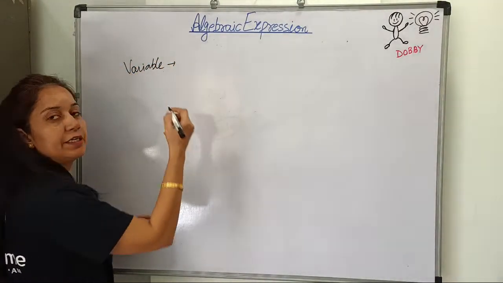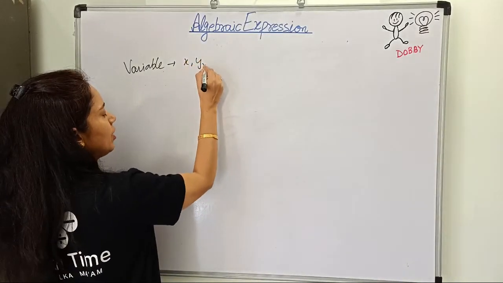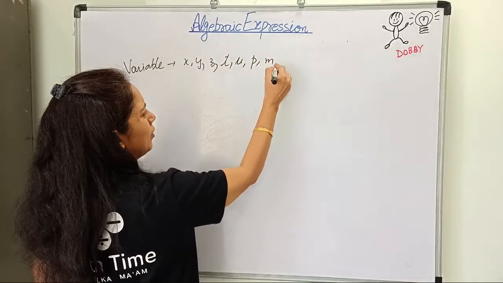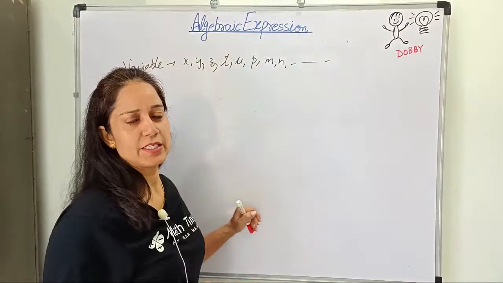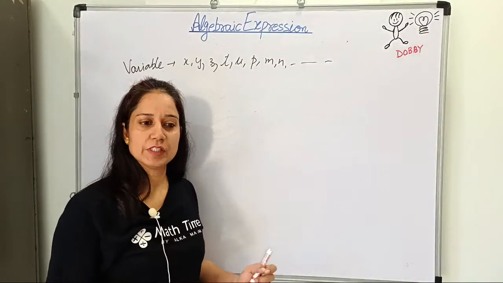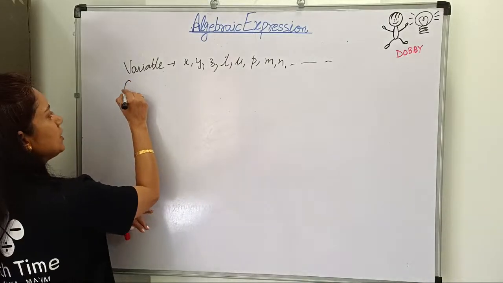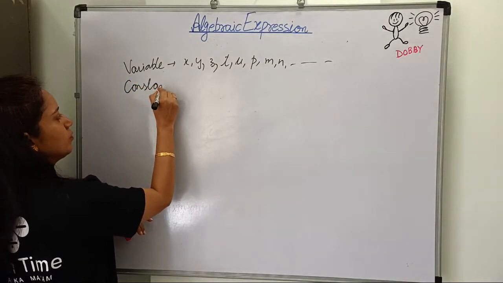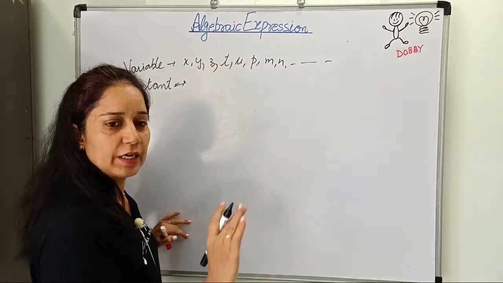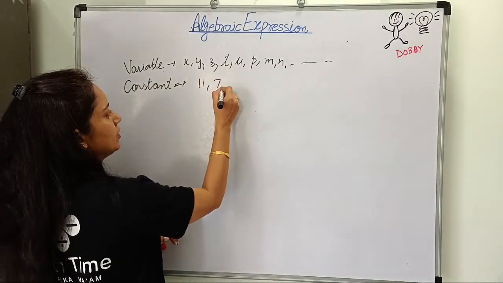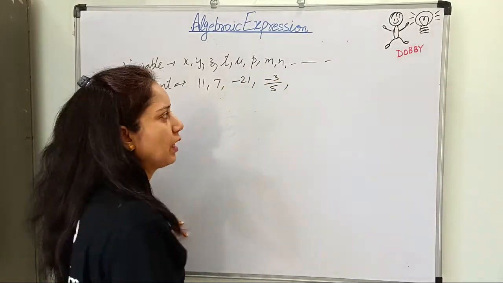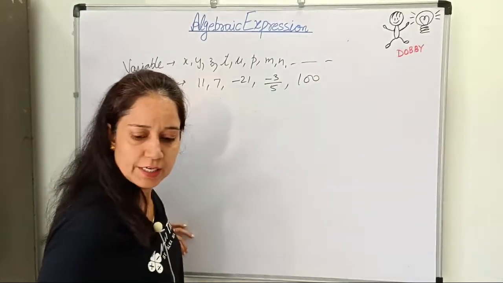Variable can be any of x, y, z, t, u, p, m, n. Any you can take, but we avoid taking o because o may be confused with 0. Okay. Constant can also be positive, can be negative, can be a fraction. Any can be a constant: 11, 7, minus 21, minus 3 upon 5, 100. Constant can be any.